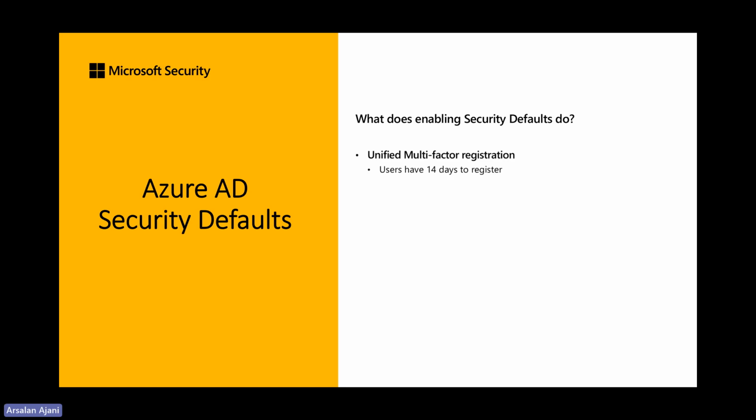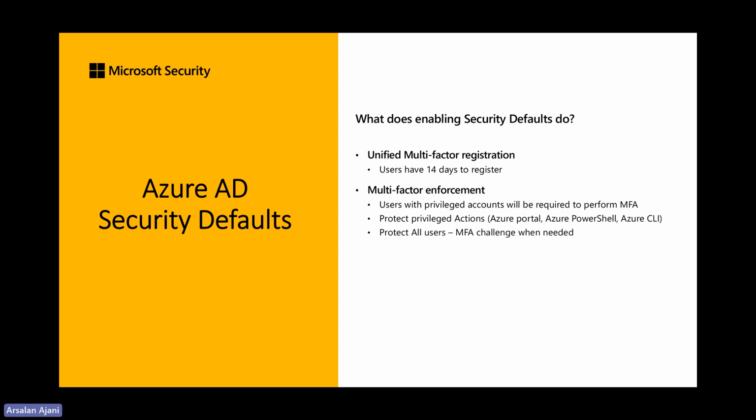First up, we have unified multi-factor registration. This means that all of your users in your tenants must register for MFA. Users have 14 days to register for Azure AD MFA by using the Microsoft Authenticator app. After the 14 days have passed, the users can't sign in until registration is complete. A user's 14-day period begins after their first successful interactive sign-in after enabling security defaults. This includes all admins as well.